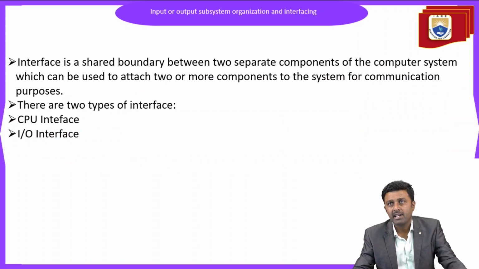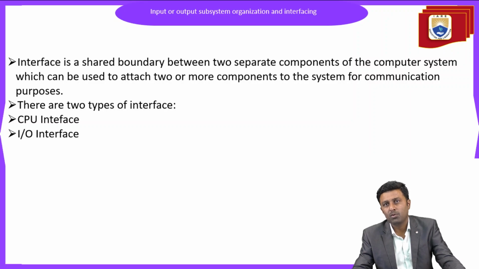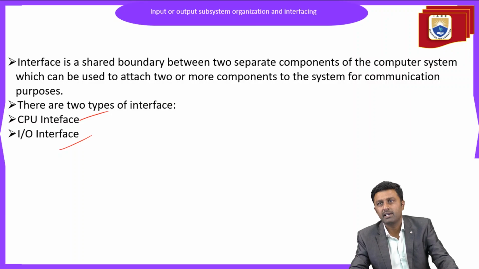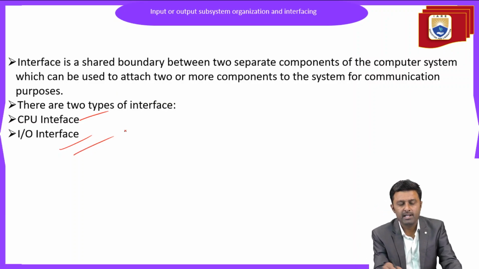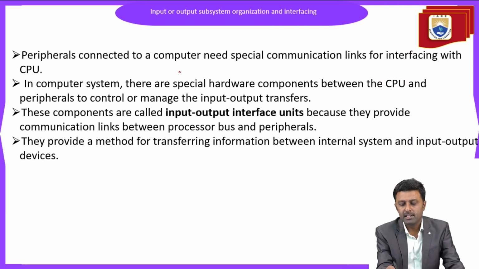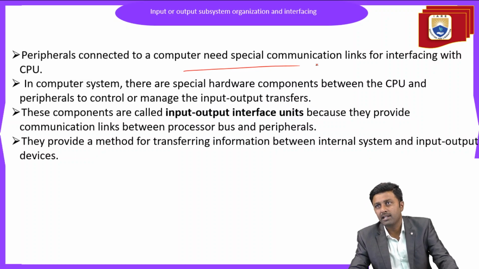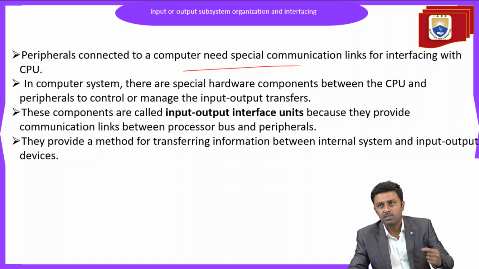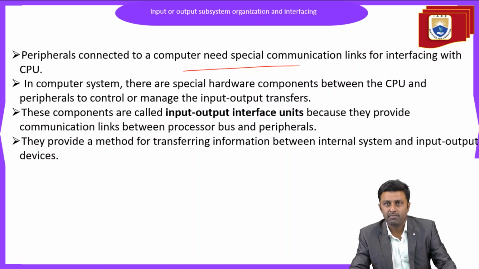Next we will see the interfacing of these input-output devices with the CPU. There are basically two types of interfacing: CPU interfacing and IO interfacing. We will see them one by one. Peripherals connected to a computer need a special communication link for interfacing with the CPU. So for interfacing of the peripherals, we require a special communication link for connecting with the CPU, which we call an interface.